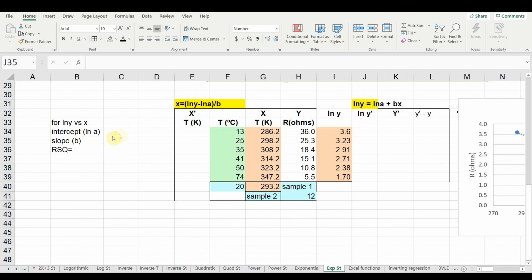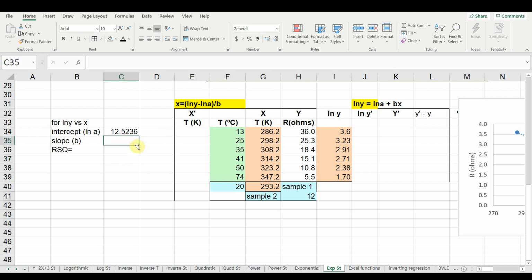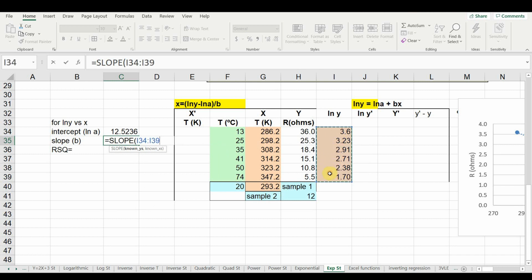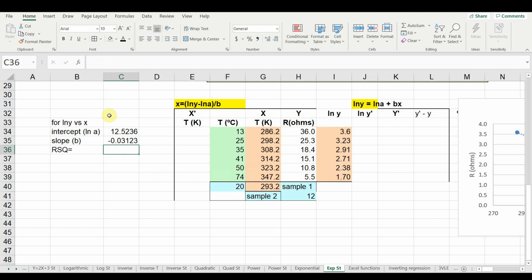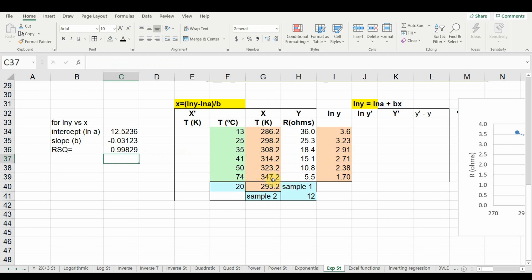We're going to need our regression coefficients for the calculations. Let's get those. So the intercept equals intercept, and we'll take the ln of y for the y values, and the x values are the Kelvin temperatures. That looks about right, doesn't it, from the graph? For the slope, we'll have the ln of y, comma, and our x values. And that looks familiar. And the r squared, ln of y, comma, x values. Right, so now we can use these.